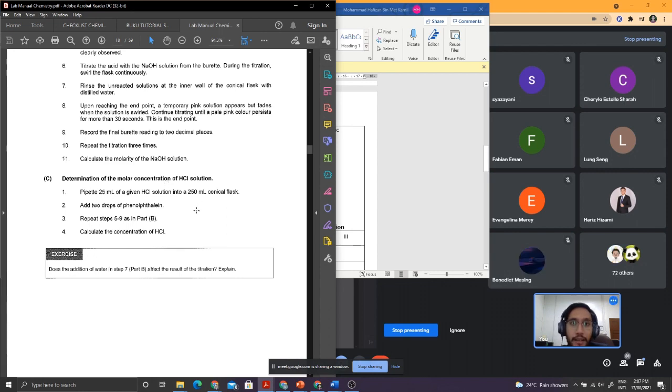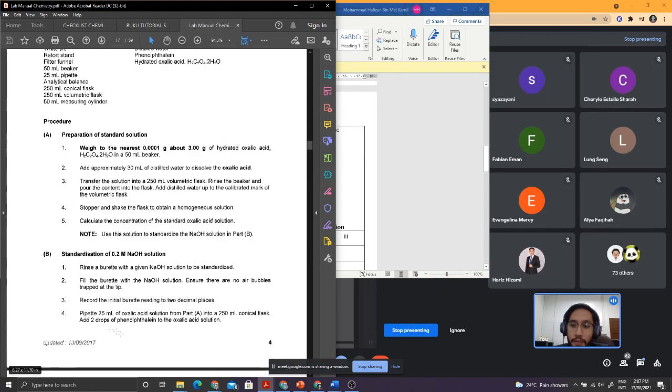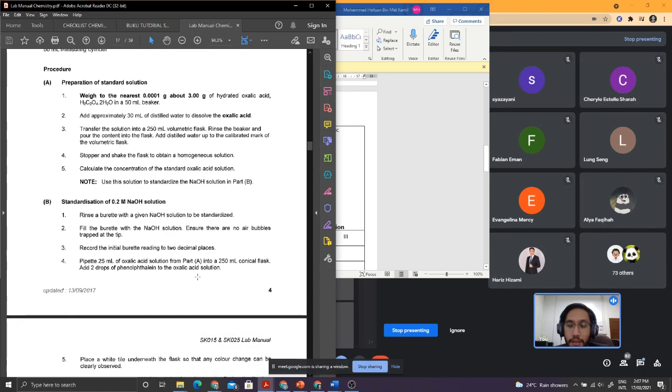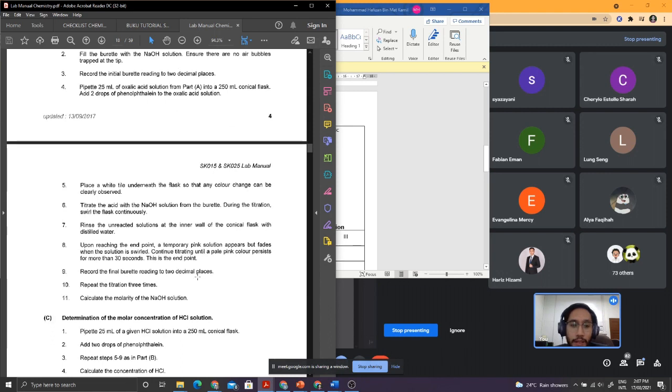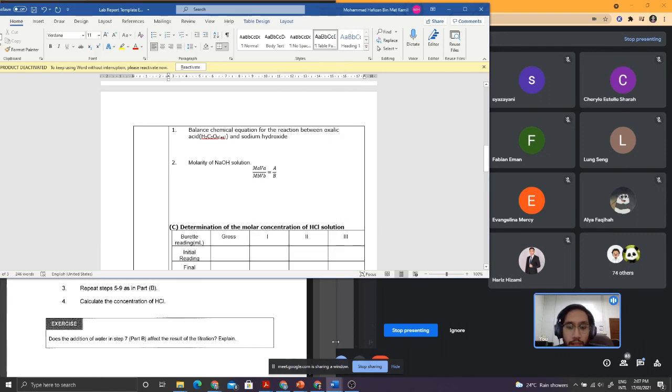Kalau you guys tengok dalam video, kita akan tengok sekali lagi video tu, buat sampai step B, which is dia akan buat titration sekali sahaja. Okay, so dia akan buat titration sekali saja, and then cakap untuk part C buat benda yang sama, tapi kita guna NaOH yang sama. So that's the general idea. Okay, so let's watch the video. Nanti I'll give you the data, because dalam video tak ada data lah.